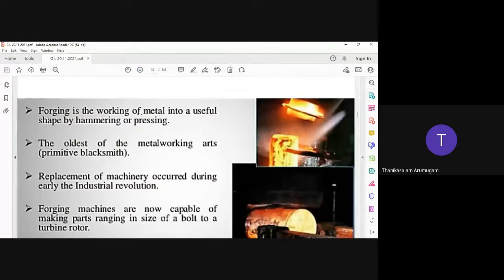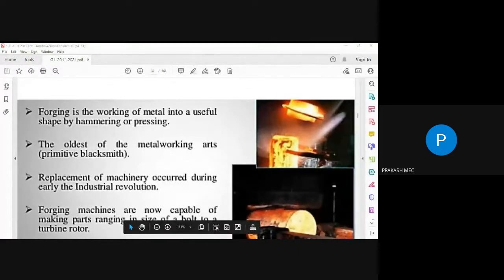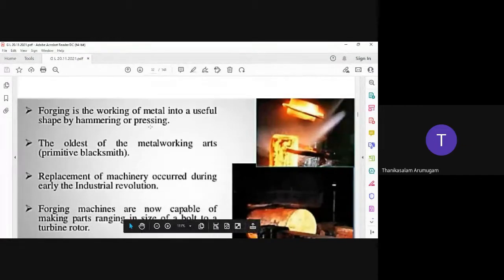Now, forging. Forging is the working of metal into useful shape by hammering and pressing.